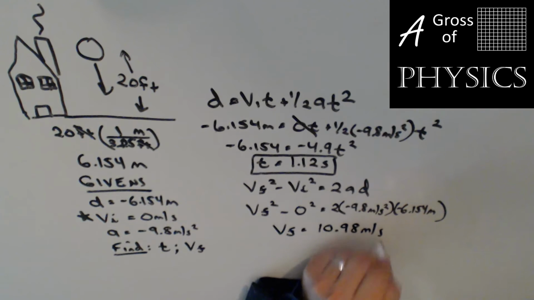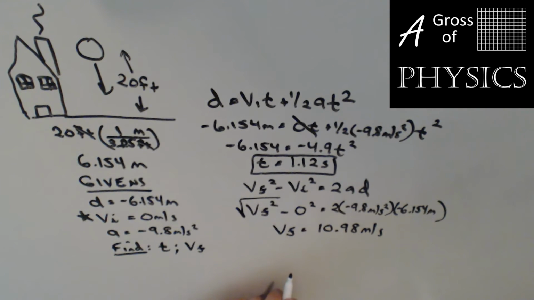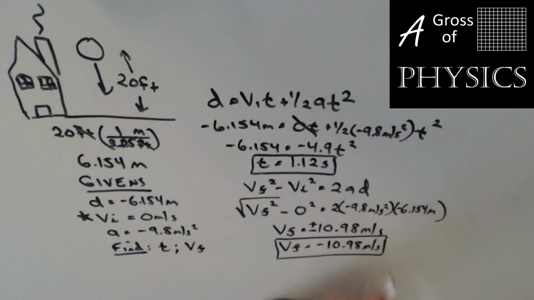10.98 meters per second. Now, there is one problem when we take the square root of a number, and that is we have to choose which root to use. If you remember, the square root gives you plus and minus the 10.98. So we have two answers every time we take a square root. In this case, we want to use the negative because we know the object is moving downward. It's about to hit the ground. It's moving in a negative direction. So our final answer is negative 10.98 meters per second.